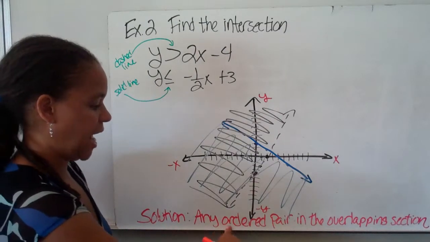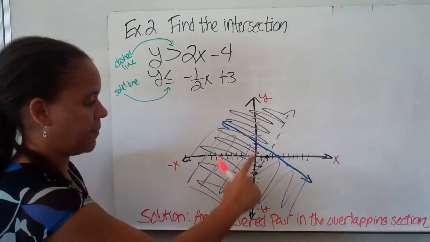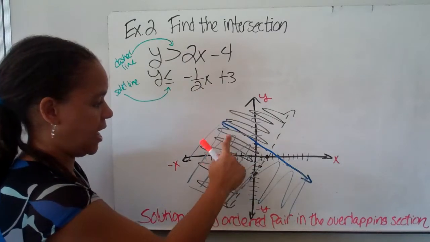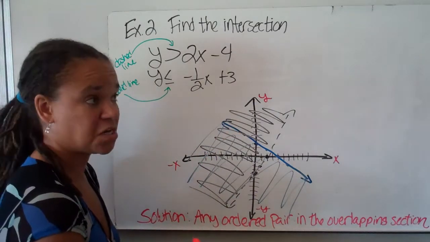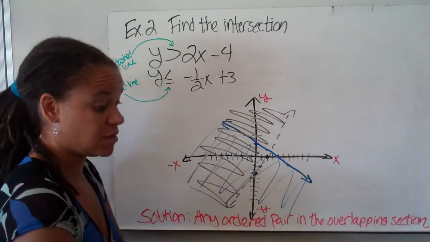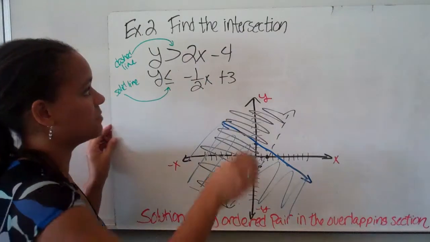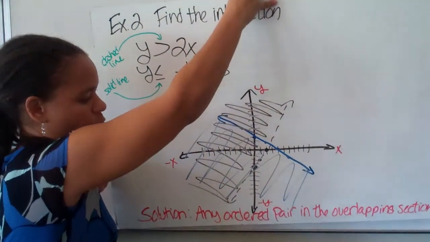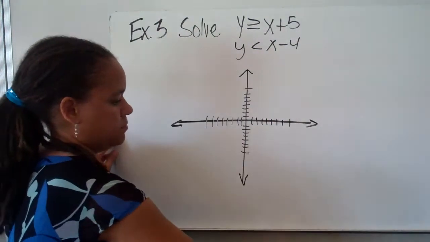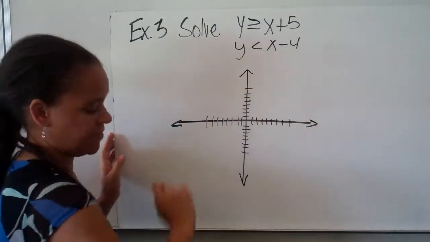The solution is any ordered pair in the overlapping section. So you could pick any x and its matching y. It doesn't matter. It's going to solve this. It's going to satisfy the systems of inequalities. One more quick example. All right, let's solve these two.